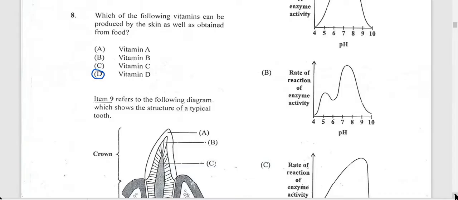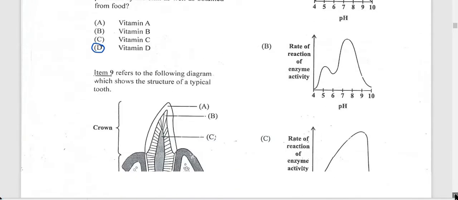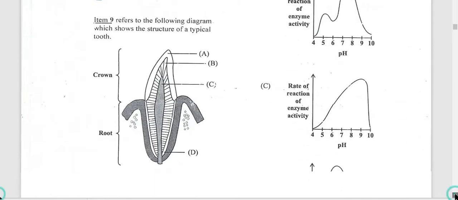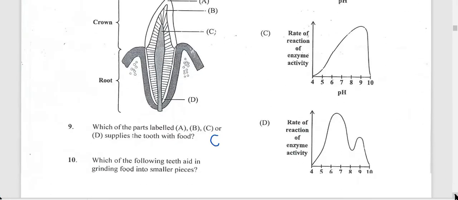Question number 9. Item 9 refers to the following diagram which shows the structure of a typical tooth. This is a repeated question. The tooth there nicely labeled. Which of the parts labeled A, B, C, or D supplies the tooth with food? That is going to be C, the pulp cavity. That's where we're going to be finding the blood vessels that are going to be supplying the teeth with that food energy that it requires to stay alive.